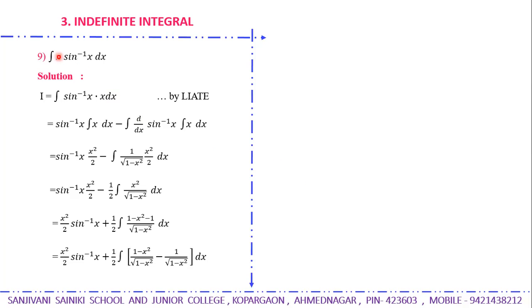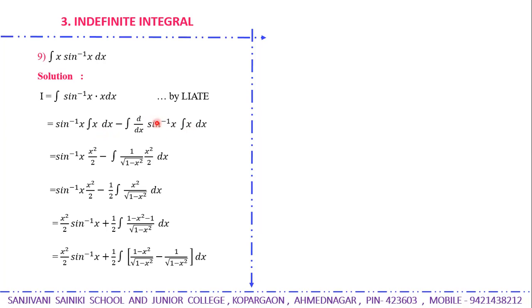Now this is the next example, x sine inverse of x dx. I is equal to sine inverse of x into x, because here I am using the LIATE rule: logarithmic function, inverse trigonometric function, algebraic function, trigonometric function, and exponential function. The sequence must be like this. So the first function must be an inverse trigonometric function, so I have taken sine inverse of x. First function as it is, integration of the second function, minus integration of derivative of the first function into integration of the second function.